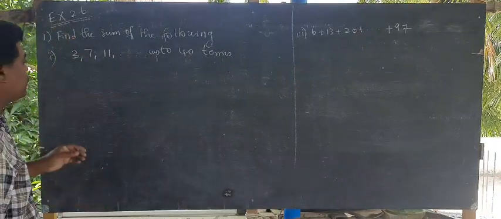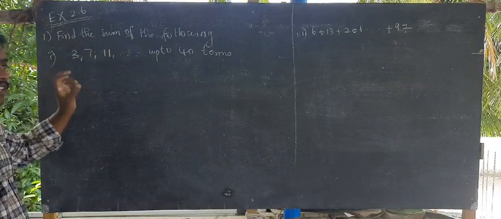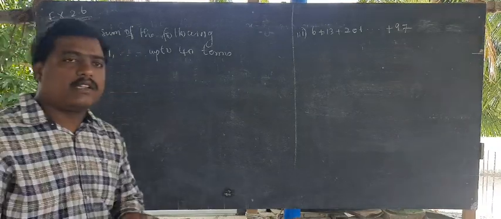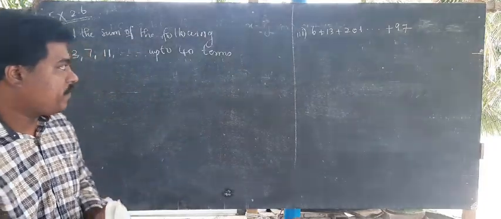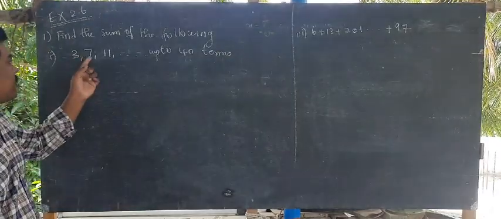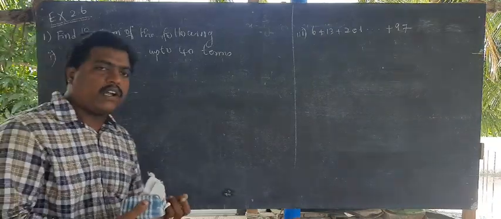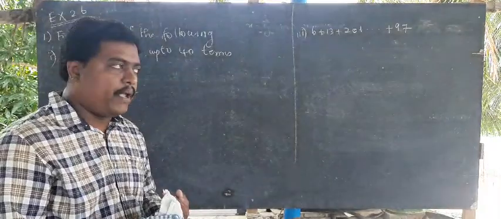Exercise 2.6. Find the sum of the following. That is called the sum of the series in AP. How do we find this? Given is an AP, which means the common difference is what? 7 minus 3 is 4, 11 minus 7 is 4. So definitely this given series is an AP.